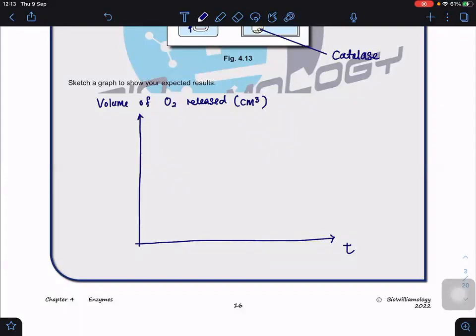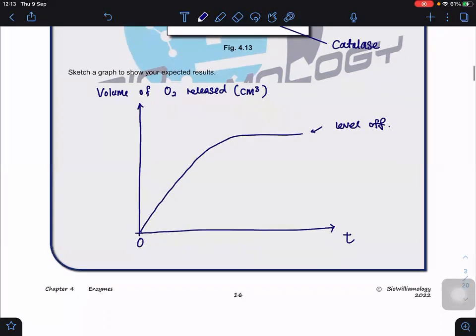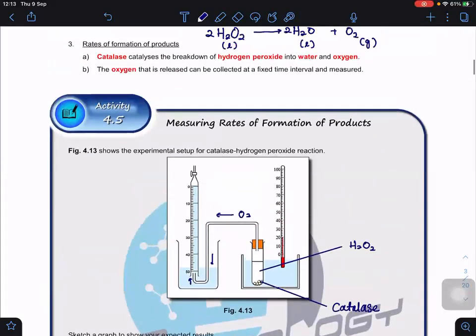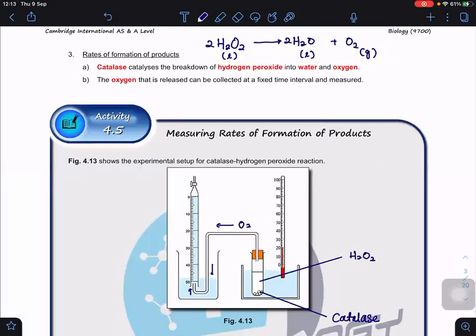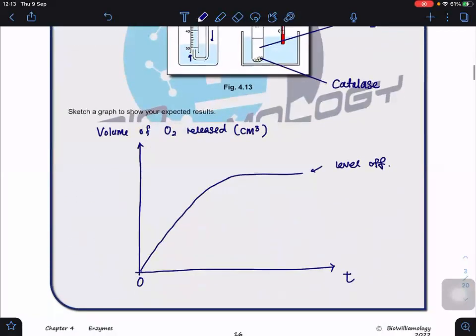Therefore, at time 0 here, you can see that we don't have any products formed, and it continues to increase, and then it slows down, and then it reaches a plateau. And this we call a level off. Okay, so this is what you expect to see if you measure how fast products can be formed. Any questions so far, guys? Okay, so basically you can see that it increases and then becomes a plateau.